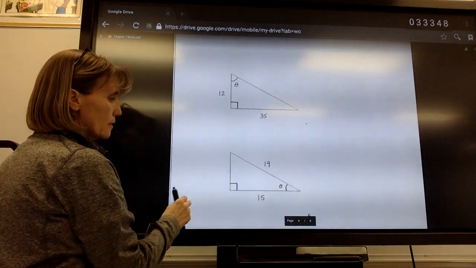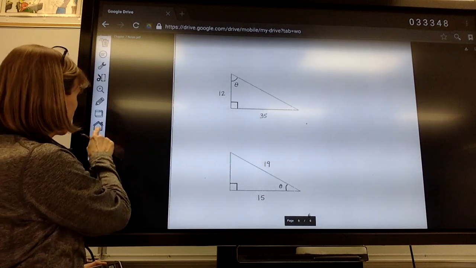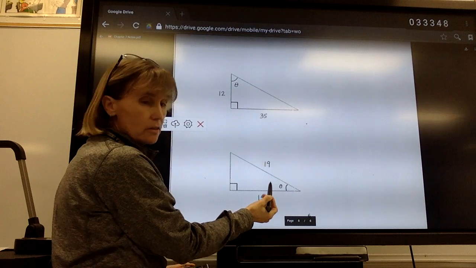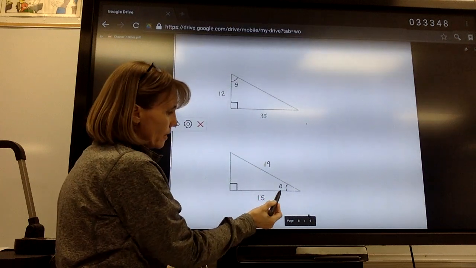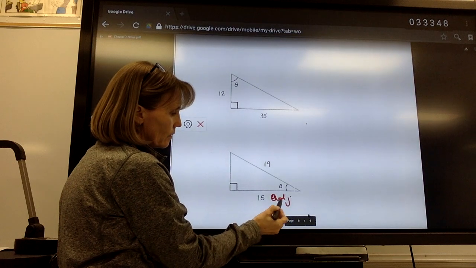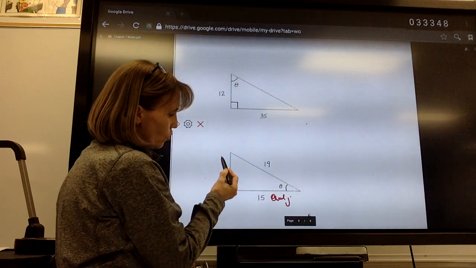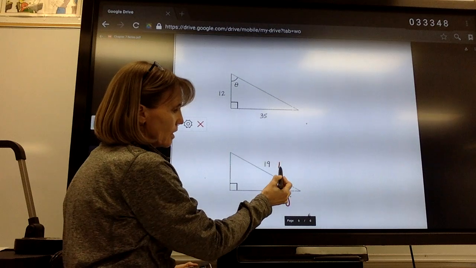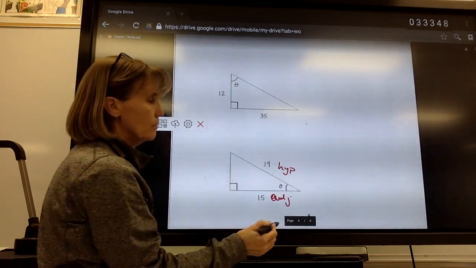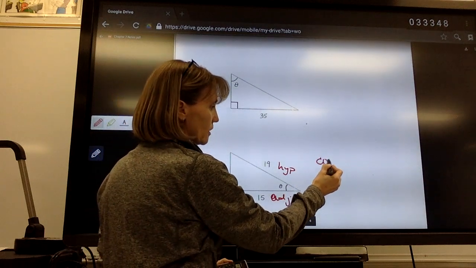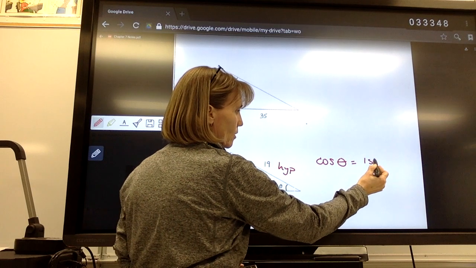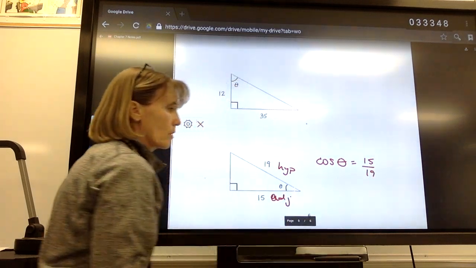And then lastly here, I'll make that a little bit bigger so you can see it. Here's theta down in the bottom right-hand corner. I have the adjacent side that's next to theta. I don't have the opposite side labeled, but this is the hypotenuse. When I think of adjacent and hypotenuse, that is cosine. So I'd say the cosine of theta equals adjacent over hypotenuse.